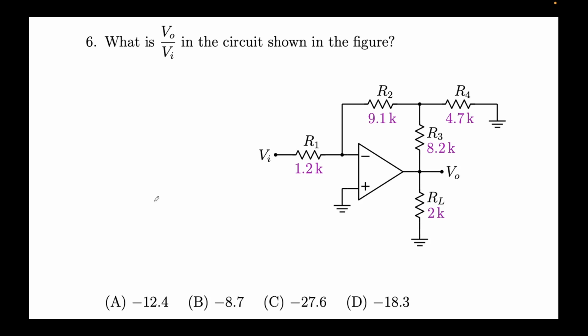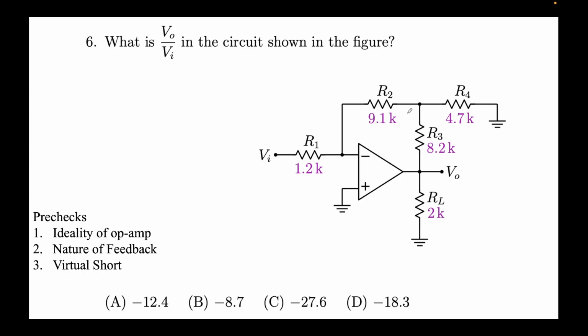Again, a very similar problem as we saw before. We again require to find V naught over Vi. So the circuit naturally has changed, but our approach as always will remain the same. We'll first do some pre-checks. Since nothing is said about the ideality of the op-amp, we'll assume, and the key thing is that R out is 0, R in is infinity, and I in is 0. This means no current here and no current here.